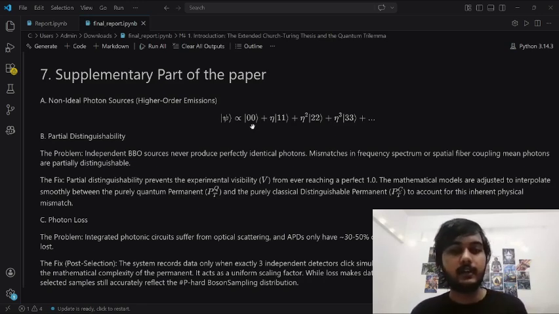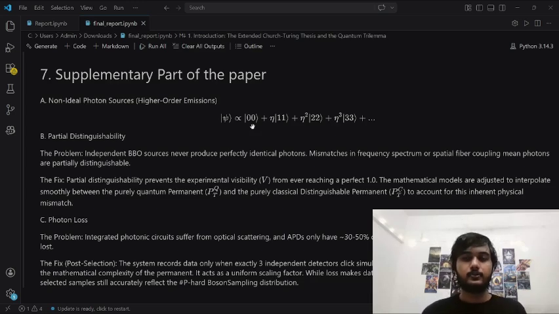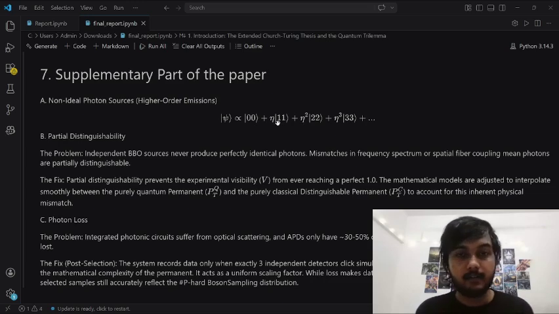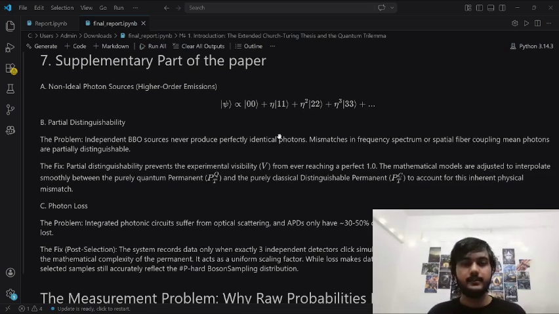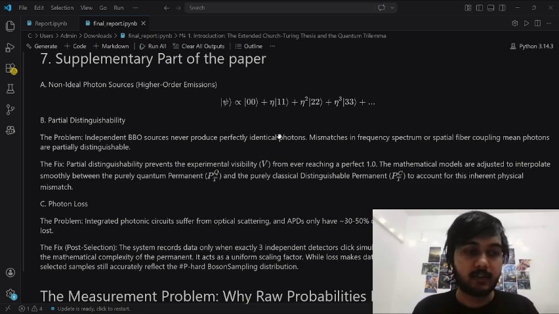It can happen if the pump power is too large in our SPDC system. But we don't want that, right? We don't want higher order two photons, three photons. We just need one photon. So we want to keep the eta value a lot less so that the eta square, eta cube terms are quite small and we only get one photon. For that we use a lower pump source, and this is the only solution. Fundamentally it gives output like this.